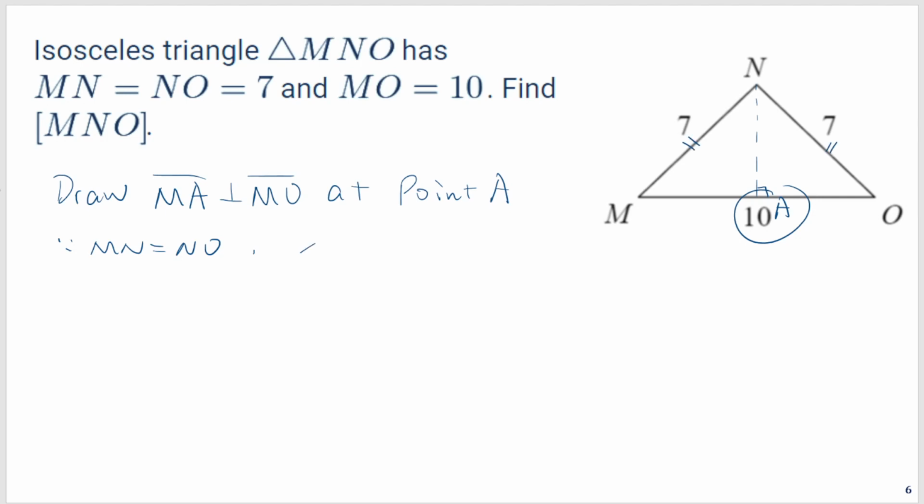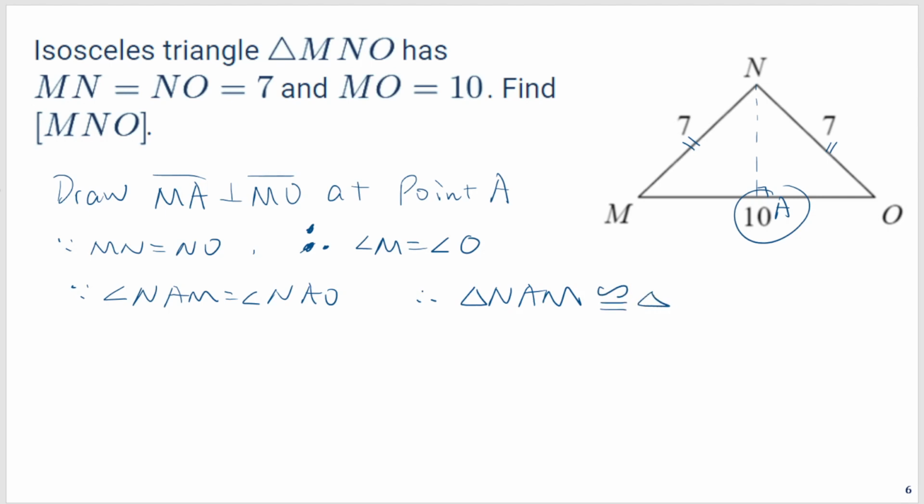We also know, therefore we know angle M equals angle O, right? Because we also know angle NAM equals angle NAO. Then triangle NAM is congruent to triangle NAO, right? Therefore, we know MA equals OA, which is 1/2 of MO, which is 5. This side is 5 and this side is 5, right?